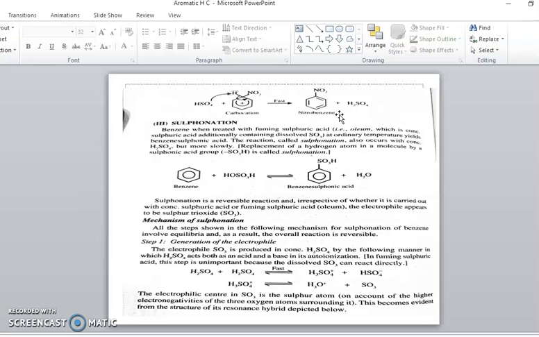So this is a simple mechanism of the reaction called the nitration reaction. We'll continue with the discussion.